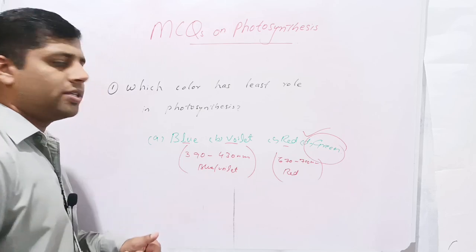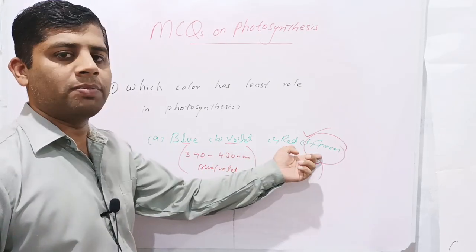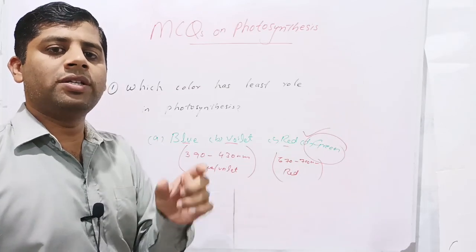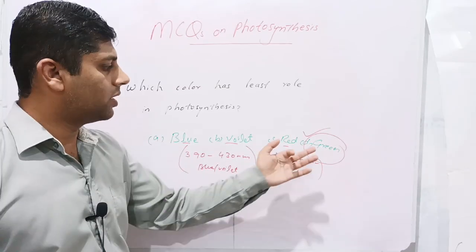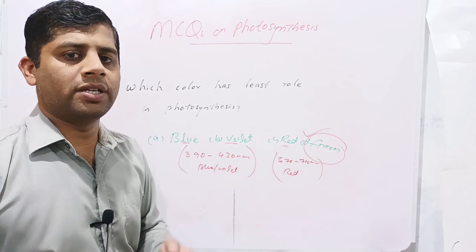The green color is reflected from the green parts or the chlorophyll of the plant and is not absorbed by the plant. Therefore, this green color is playing the least role in the process of photosynthesis. Rather, it is reflected from the plants and therefore we see the plants as green colored.